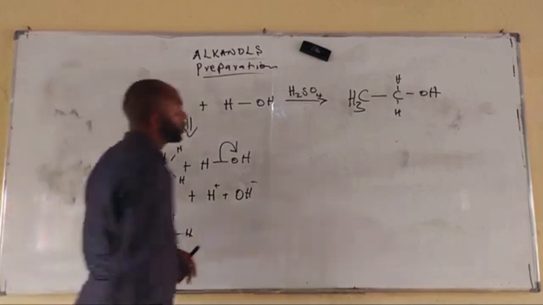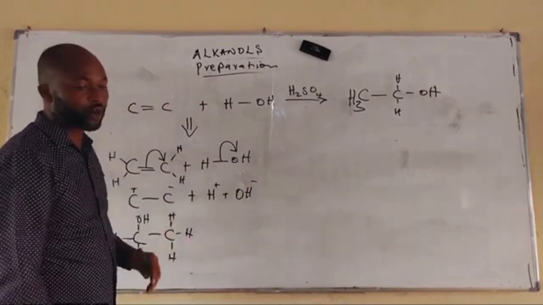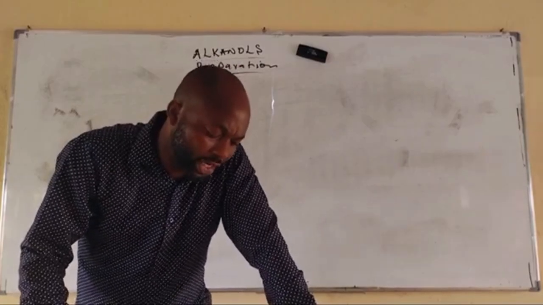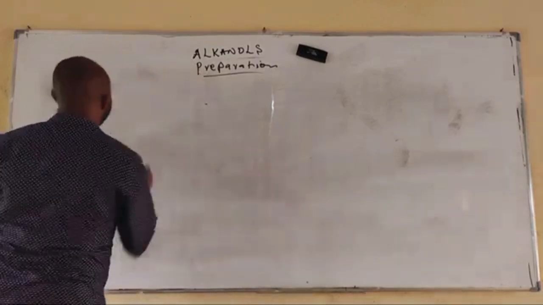So let's move on. We are still under the preparation of alkanols. This is the hydration of alkenes. The product in the hydration of the alkene below. This is 1, 2, 3, 4, 5.